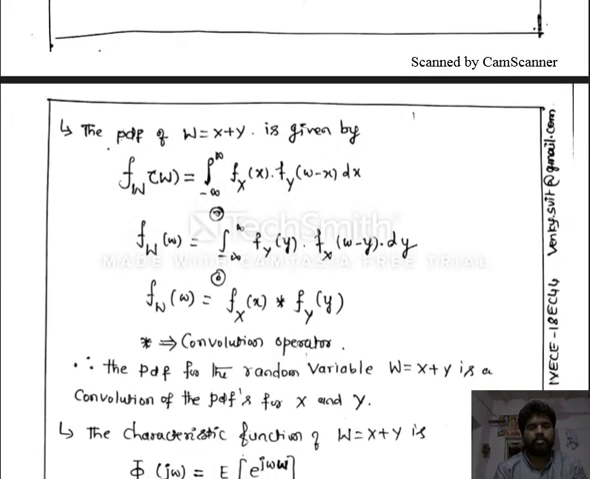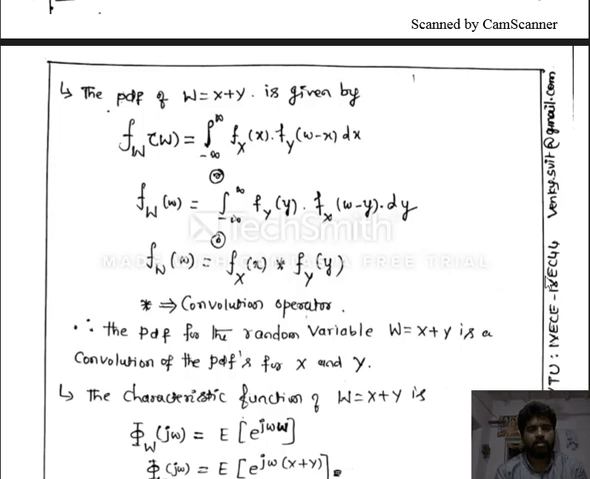Well, we'll define the PDF of the sum of the two independent random variables x and y. So we know that w equal to x plus y. Its PDF is given by f w of w equal to the integral from minus infinity to plus infinity of f x of x into f y of w minus x with respect to x. That is the PDF of the sum of the two independent random variables.